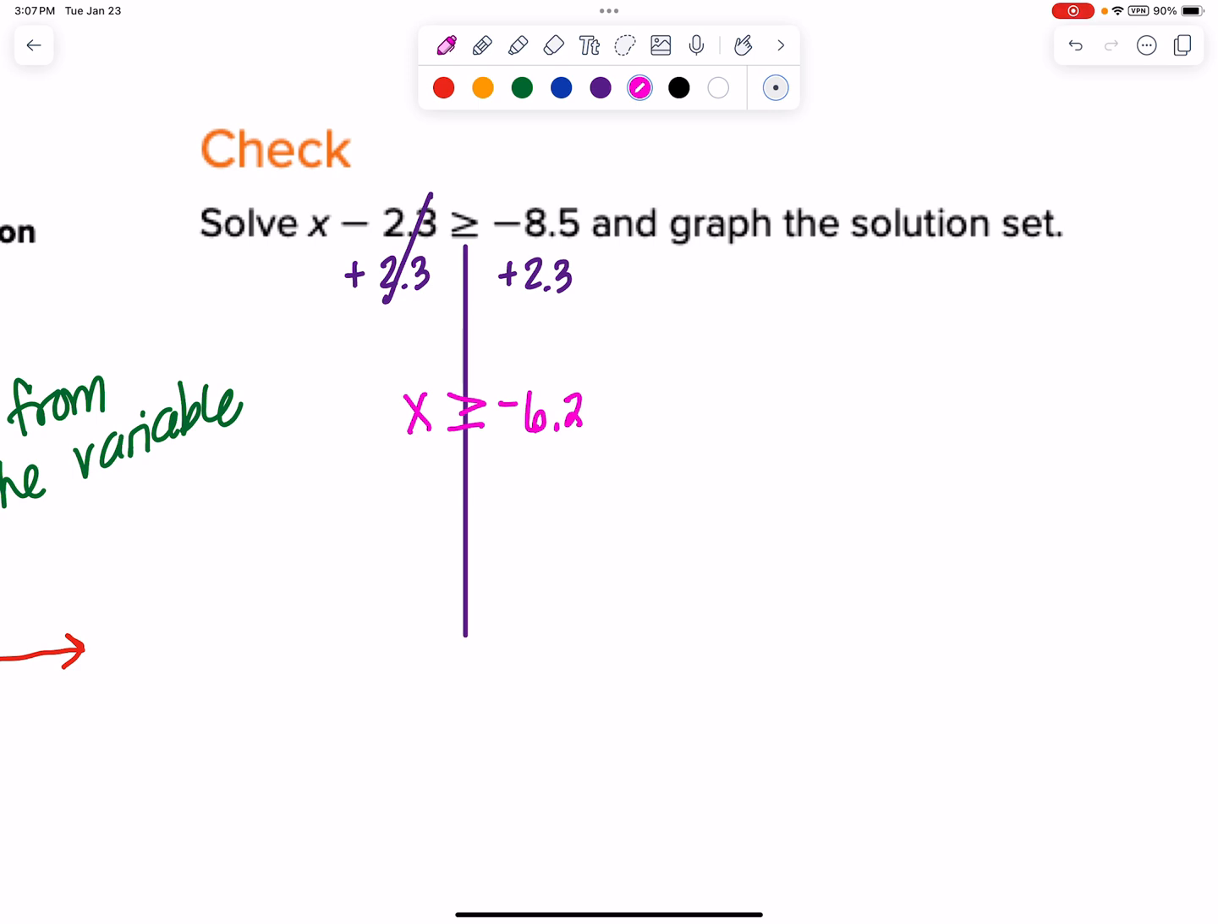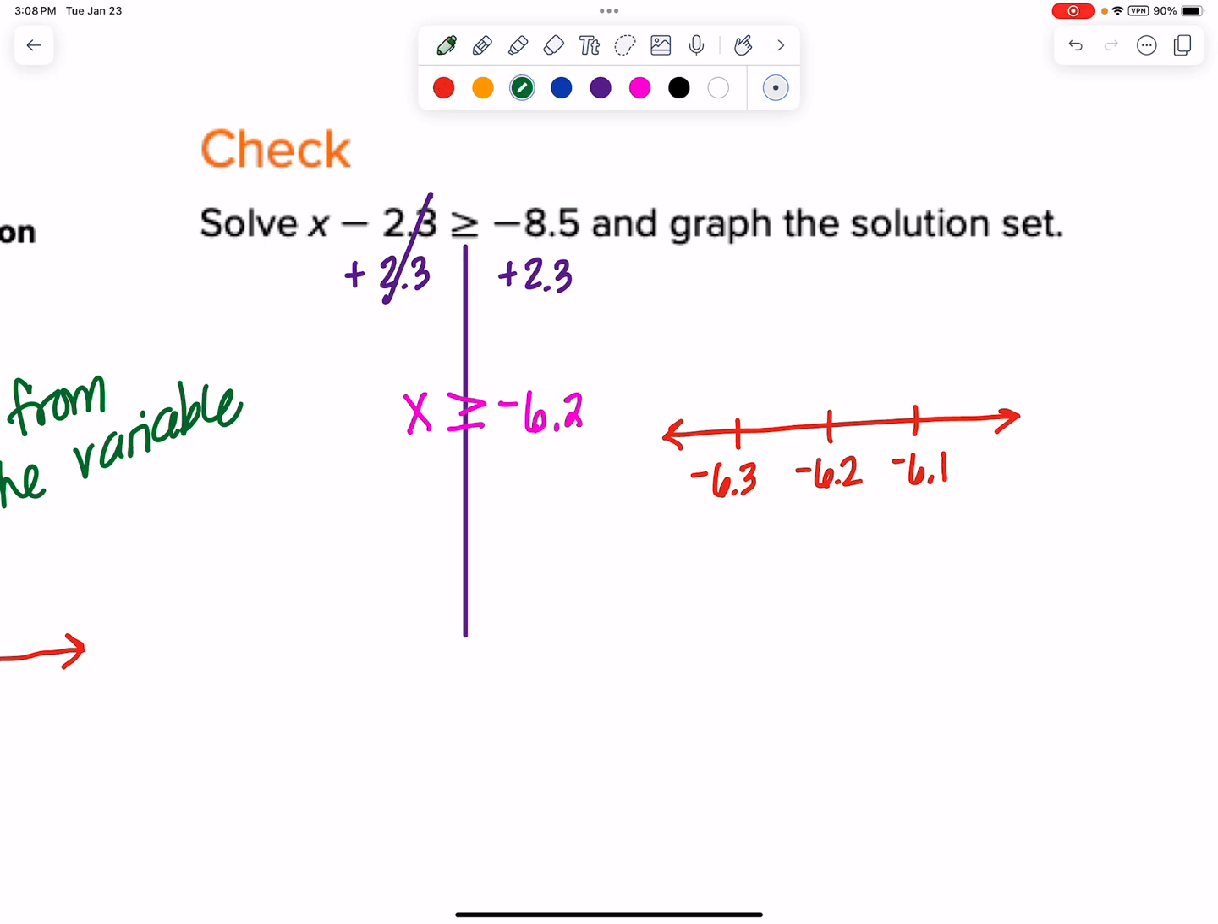All right, now that we have x is greater than a number, we can go ahead and graph it. So remember, step 1, draw your line. Step 2, write your 3 tick marks. Step 3, write the target number, which is negative 6.2. Okay, the next step is to write a number bigger to the right, smaller to the left. So bigger would be negative 6.1. Smaller would be negative 6.3. Okay, because it's negative. So just be careful with that.